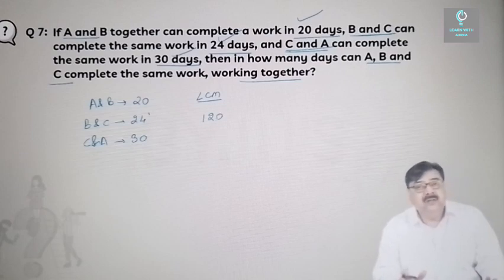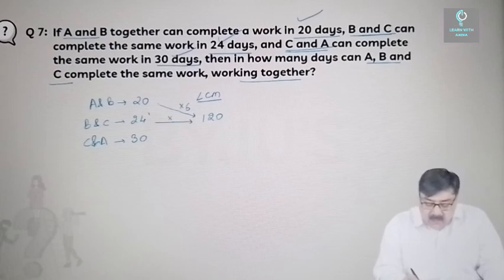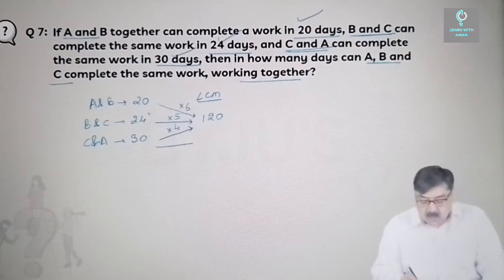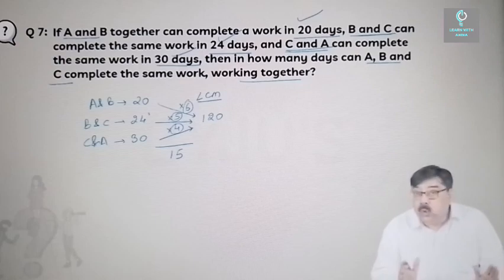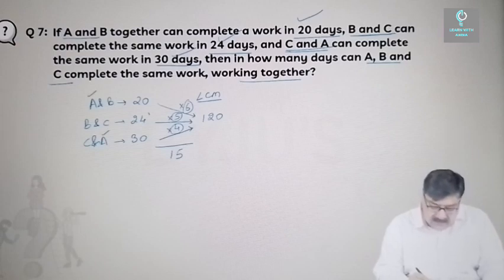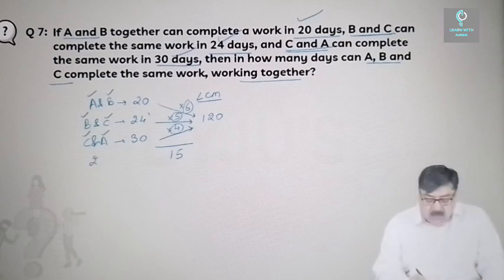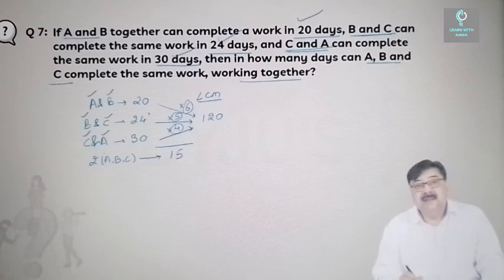So we have 120 units of work. 20 into 6 is 120, 24 into 5 is 120, 30 into 4 is 120. So the total works out to be 6 plus 5 plus 4, that is 15. But what is this total? Total number of units of 2 days work of A, B and C. Why? See, A is mentioned twice, B is mentioned twice, C is mentioned twice. So 2 days work of A, B and C is 15.